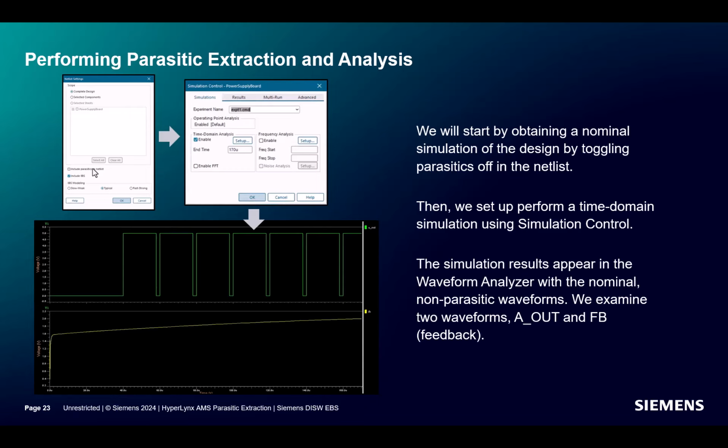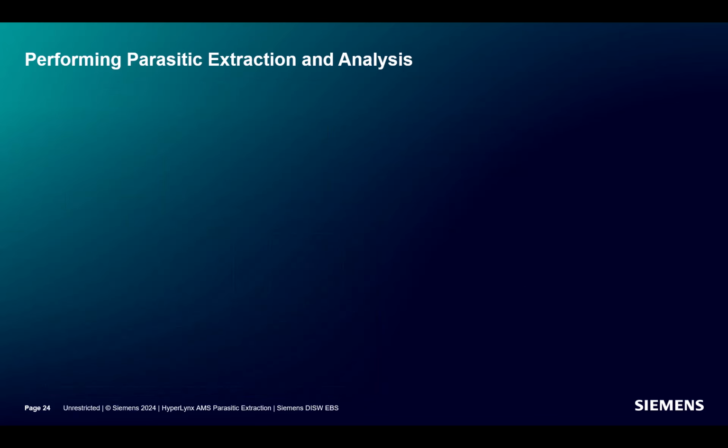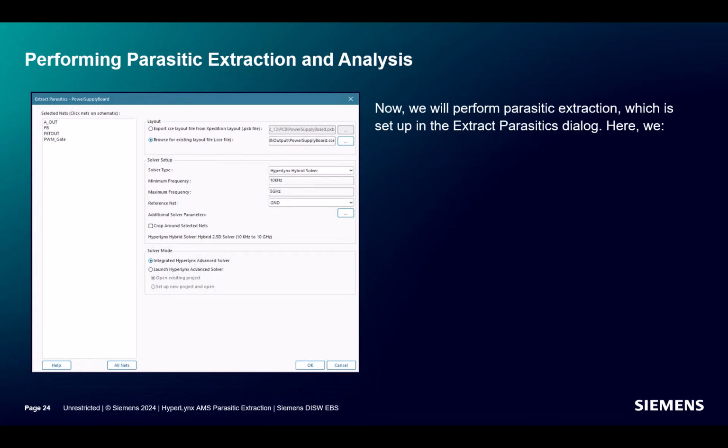We are interested in two waveforms, A-out and FB or feedback. We note that A-out is a digital signal with rising and falling edges, while feedback is an analog signal. Now we will perform parasitic extraction, which is set up in the Extract Parasitics dialog.